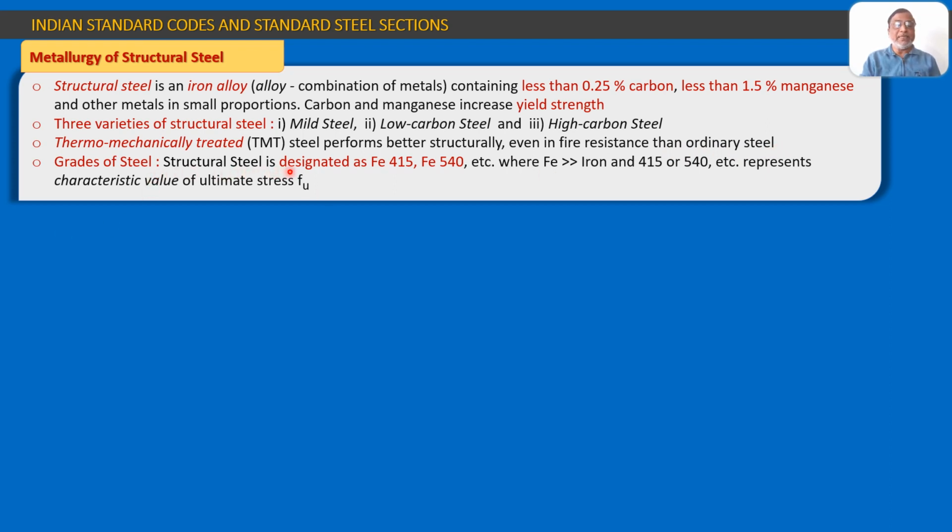Structural steel is designated as Fe415, Fe540, etc. These designations are also called grades of steel. For example, the grade Fe415 represents Fe iron, and 415, this figure represents characteristic value of ultimate stress, Fu, which you may recollect to have appeared in the stress strain graph of structural steel. So that was a brief metallurgical composition of structural steel.